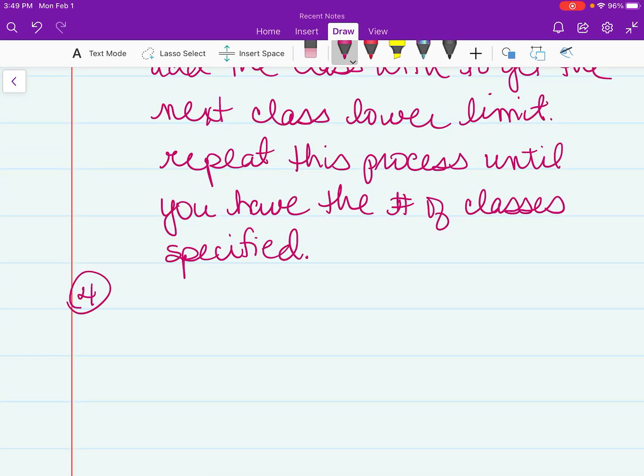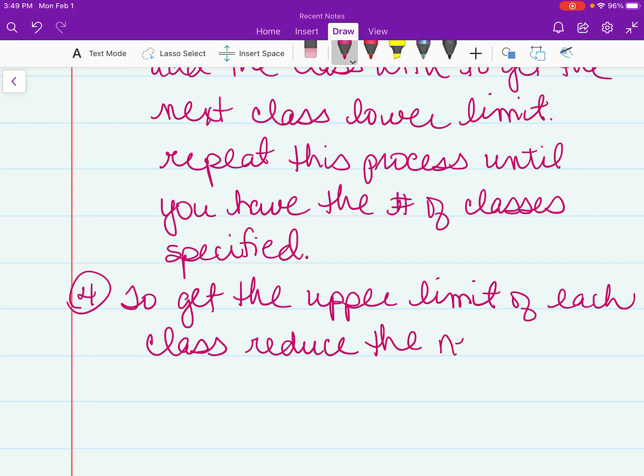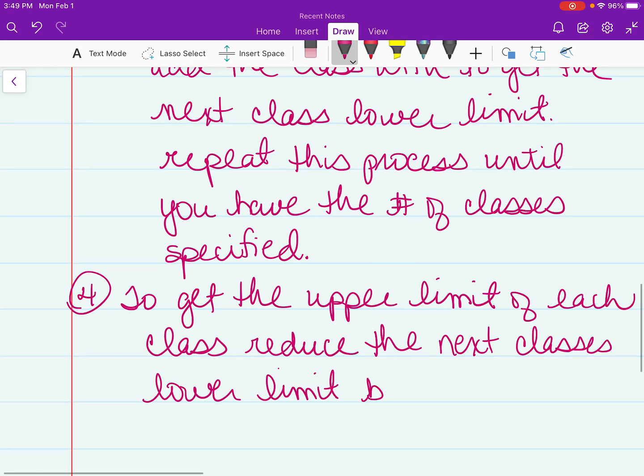Then the last thing you'll do to get the upper limit of each class is to reduce the next class's lower limit by 1.